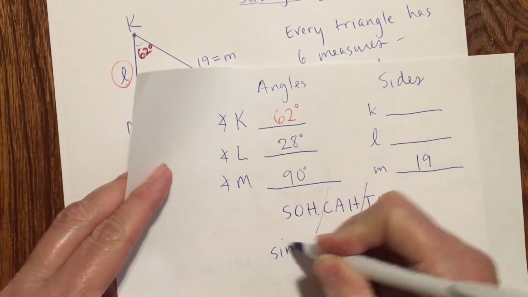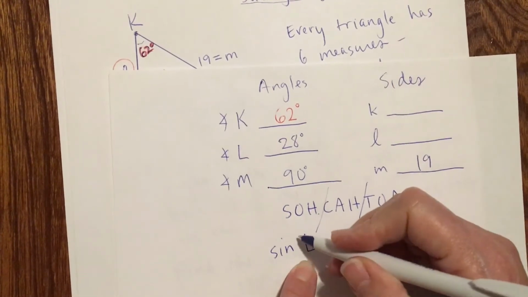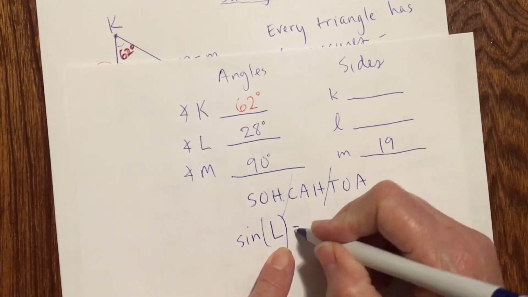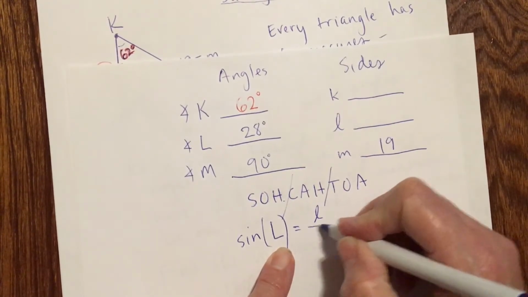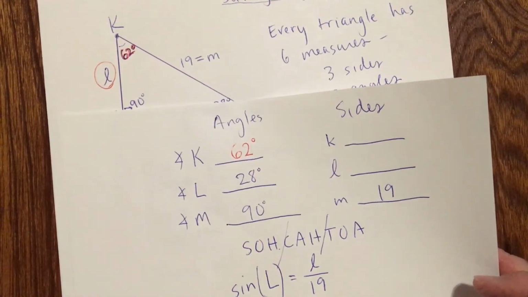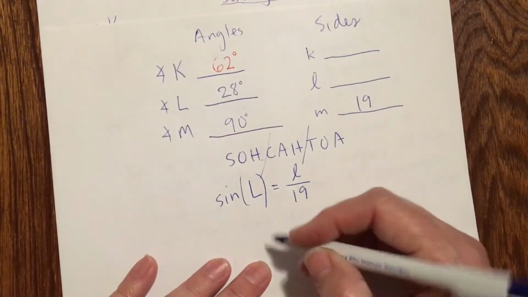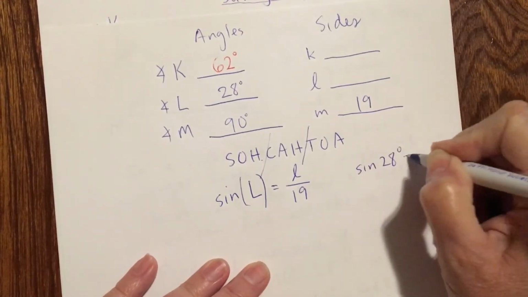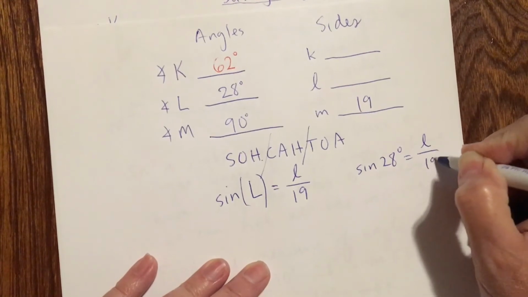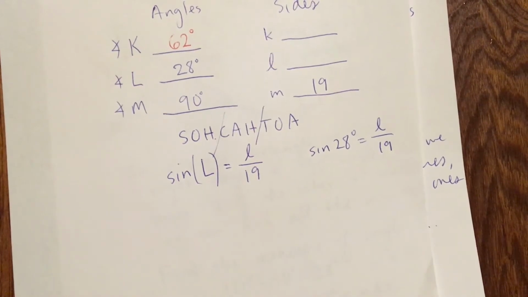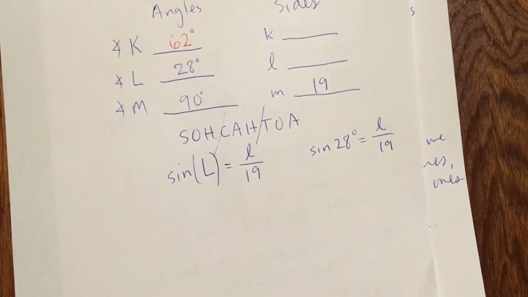Sine of L, you must give the angle. Tell what you do the sine of. The sine of L equals L over 19. Oh, L is 28 degrees. Let me fill that in. Capital L. So I'm going to get the sine of 28 degrees equals lowercase l over 19. Now, sine of 28 degrees is just a number. I'm going to put that into my calculator and figure out what that number is.